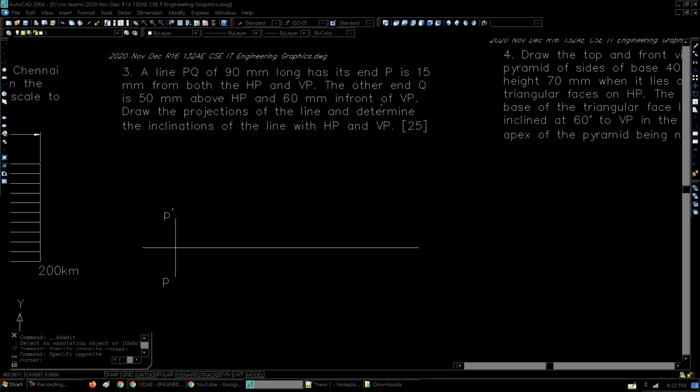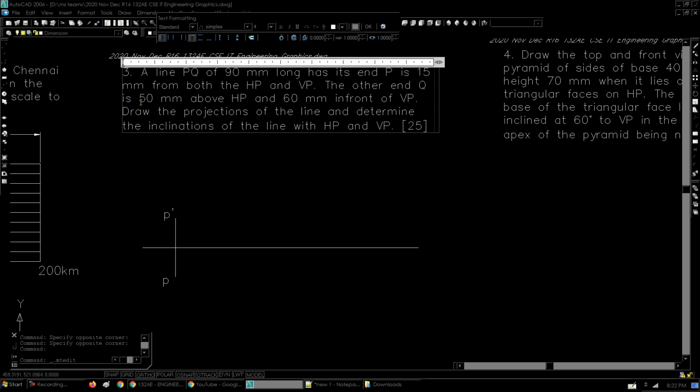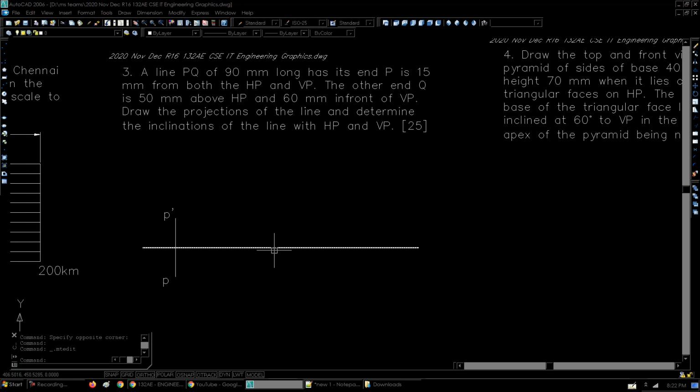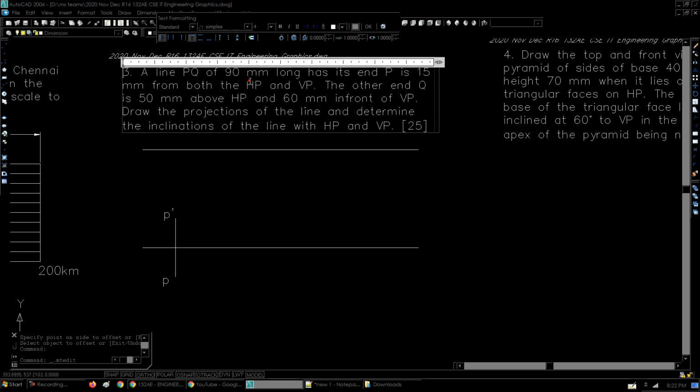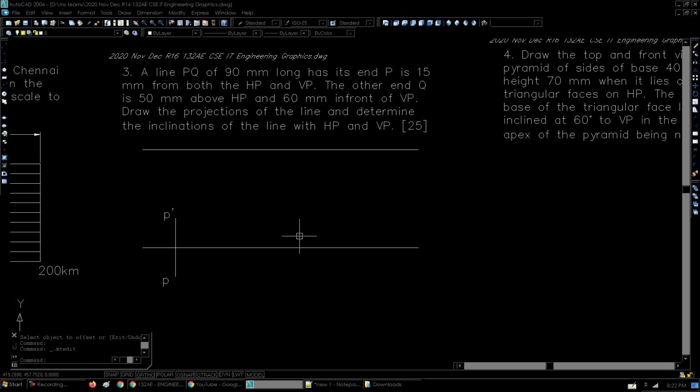Here we've been told that the other point Q is 50 mm above HP. So we have to take a line which is parallel to this. It needs to be horizontal and it needs to be 50 mm from it. So I'll go ahead and take the offset command, and the distance is 50 mm. At that distance we have to take it above the line. Now the second point is going to be somewhere on this line. Where exactly, we don't know, but we know that its true length is 90 mm. So that data can be used very efficiently by us.